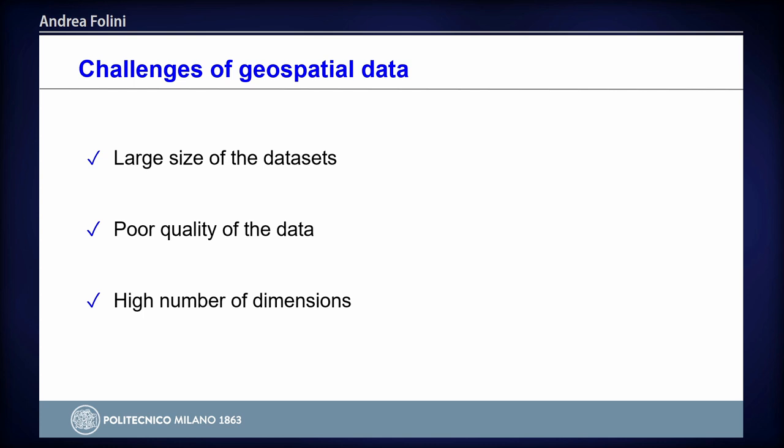When dealing with machine learning on geospatial data, there are some particular challenges that we have to take into account, such as the large size of the datasets, which could result in a slowdown of the algorithms, and also poor quality of the data. For these reasons, we should always have some kind of data cleaning before running our analysis. And then a large number of dimensions or attributes, which move the problem into a high dimensional space, which especially in clustering could reduce the performance of the algorithm.